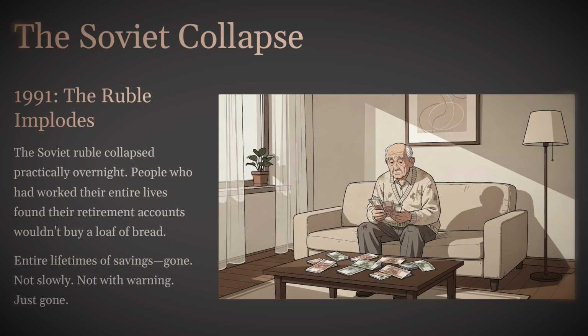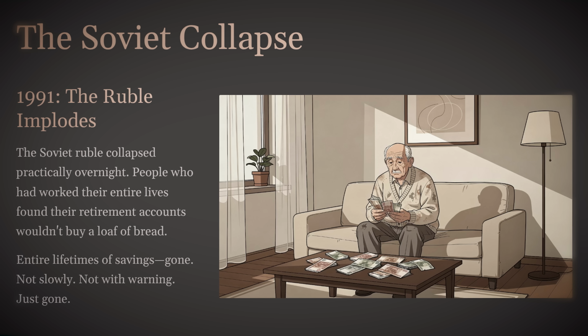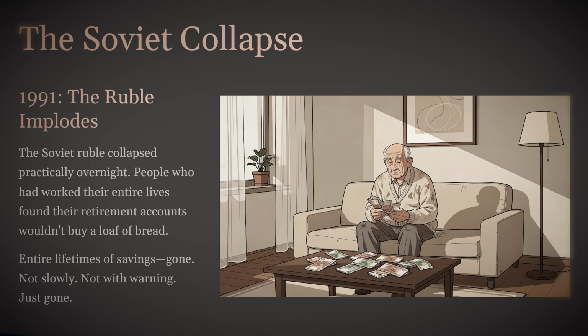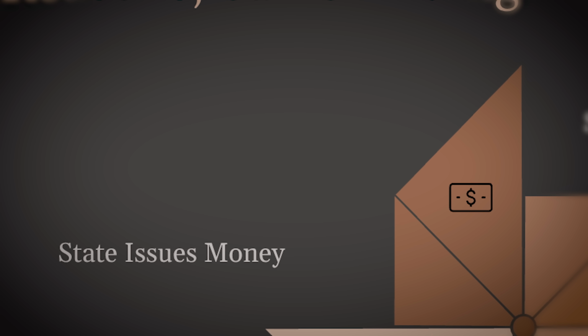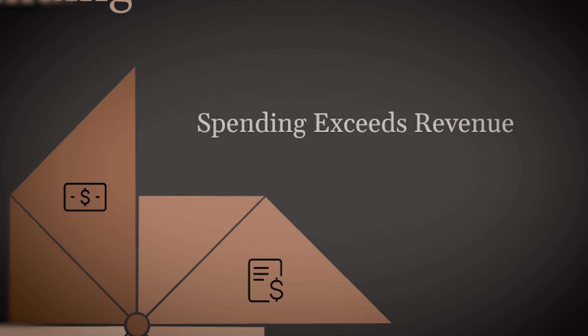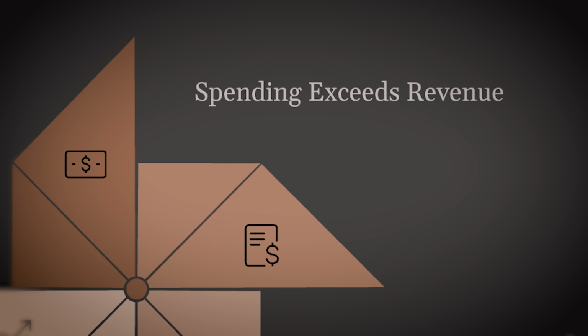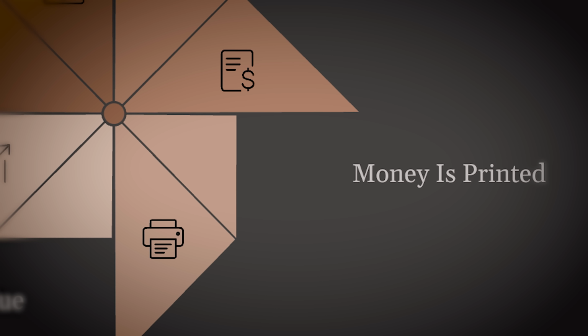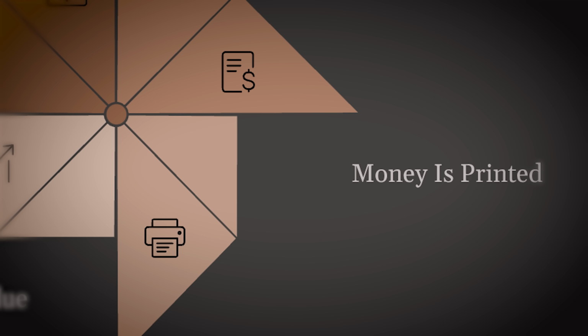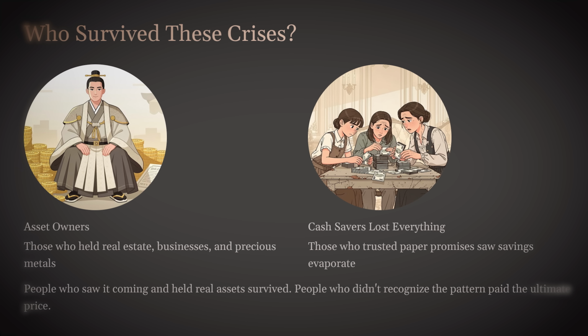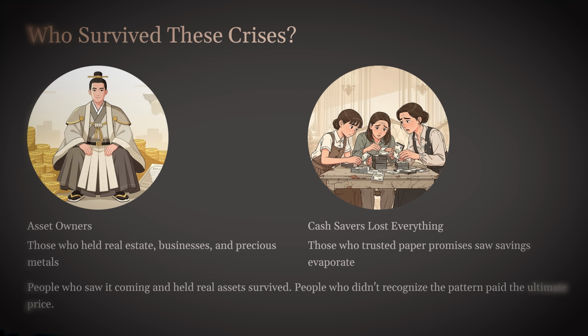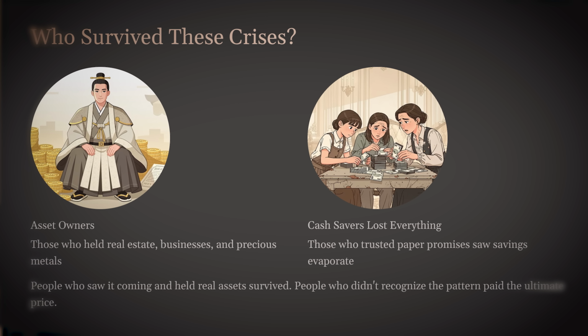So people who'd worked their entire lives found the retirement accounts wouldn't buy a loaf of bread, the entire thing. So different reasons, different technologies, different political systems, different centuries, but the pattern's the same. Government takes control of money. Government spends more than it collects to be popular and possibly fill coffers of people they're friends with, and then government prints money. Why do they print money? To cover the gap. So the currency loses value, and people who saw it coming, they held real assets, they survived. People who didn't, well, they didn't.